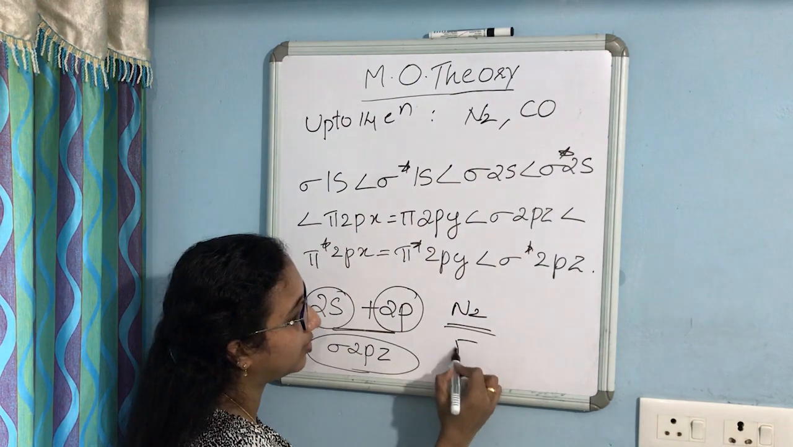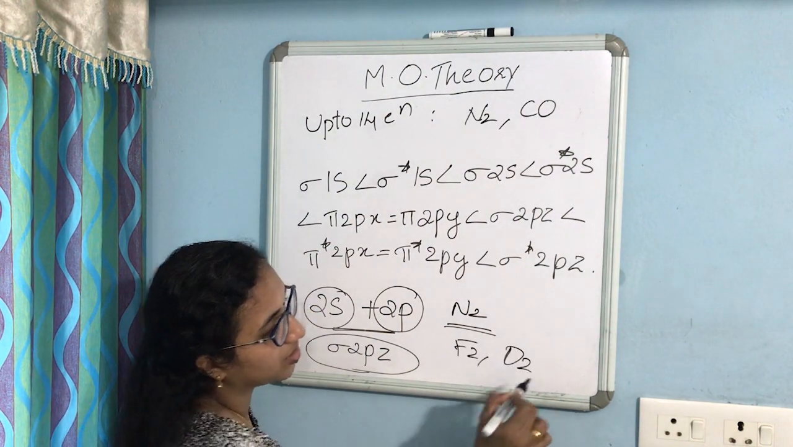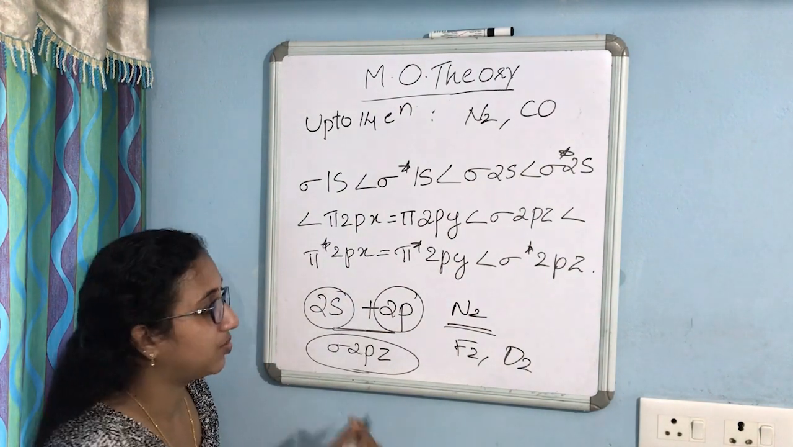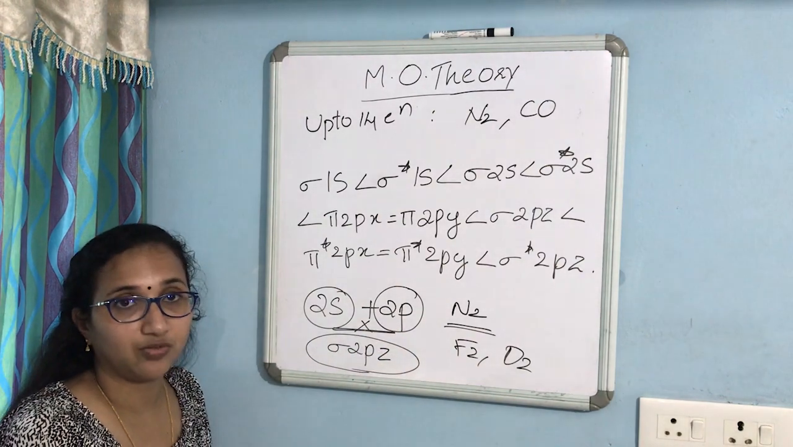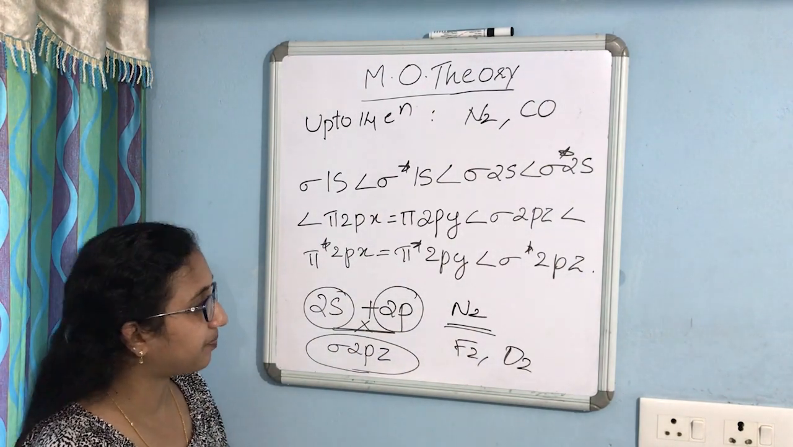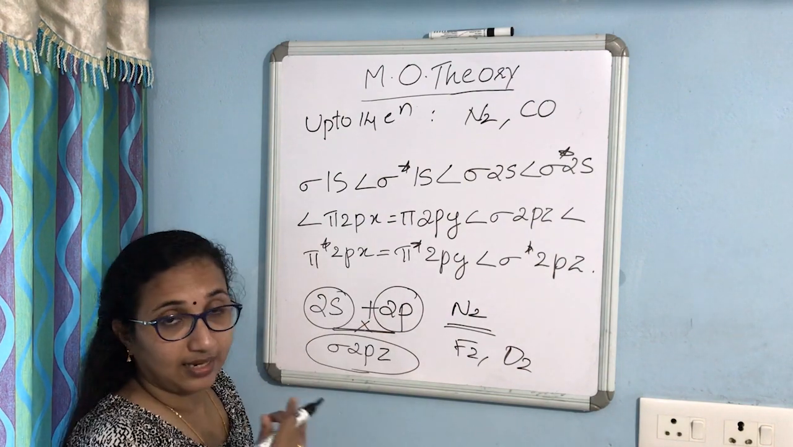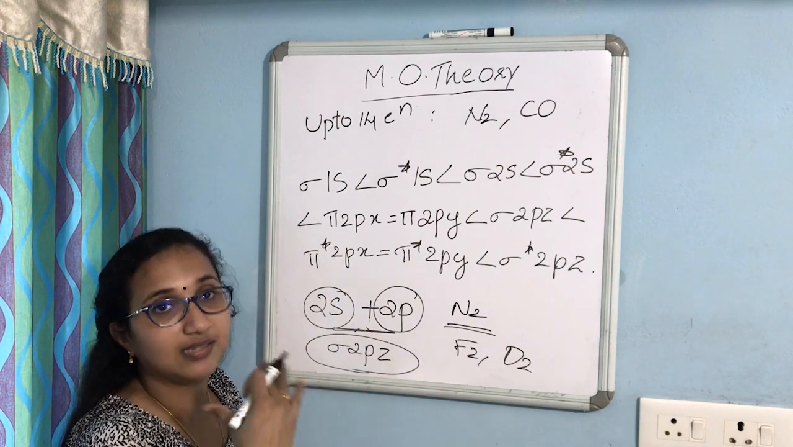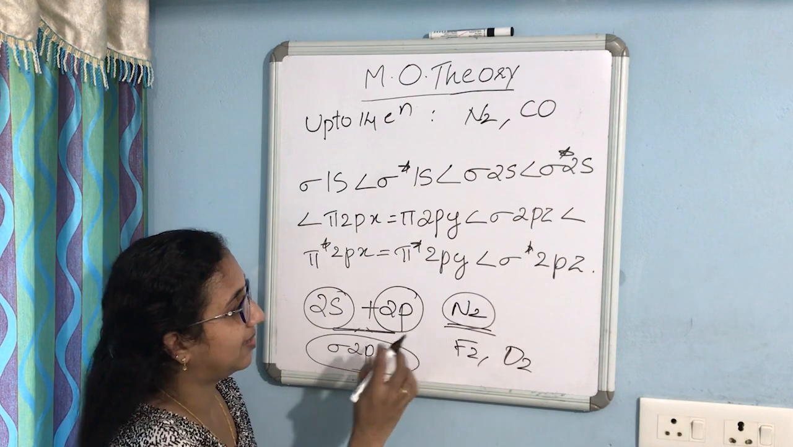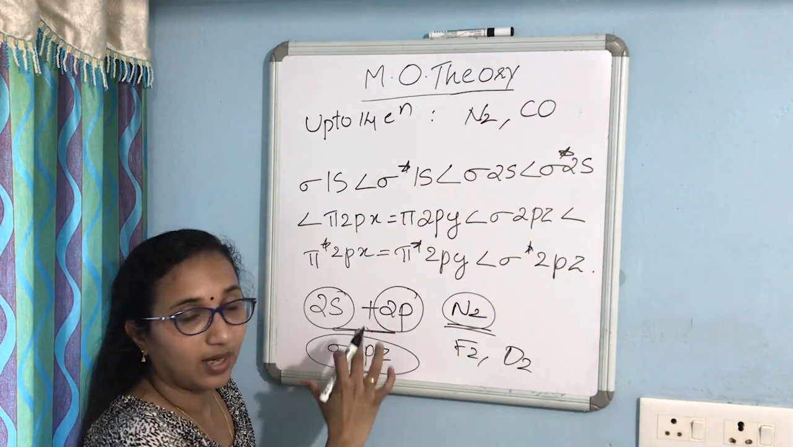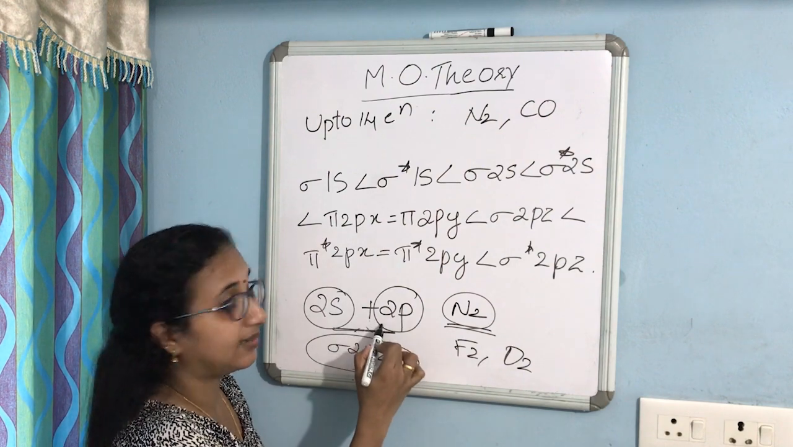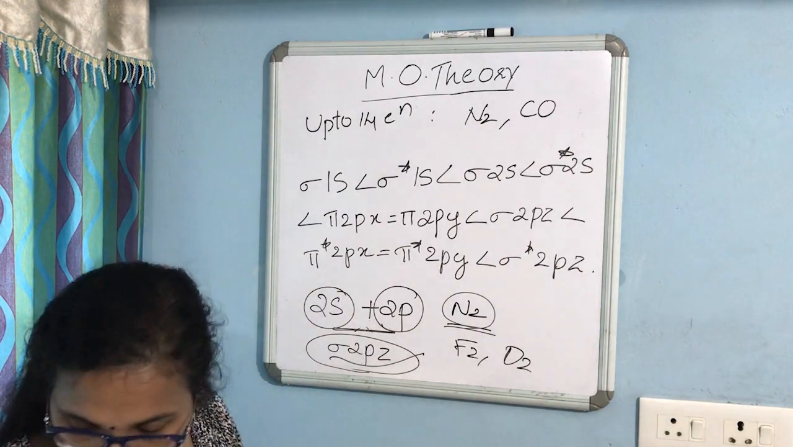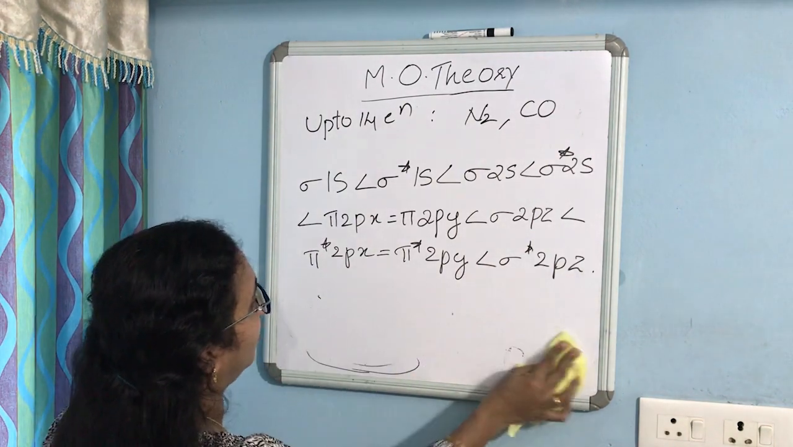Whereas in the case of higher electronic systems like fluorine, oxygen molecule, etc., the energy difference is more, so there is no interaction between the 2s and 2p atomic orbitals. In the lower electronic system the energy difference between these two is very small, so they will interact, and that interaction raises the energy of sigma 2pz. Okay, so just remember this difference alone.